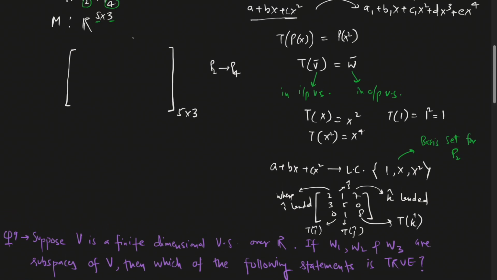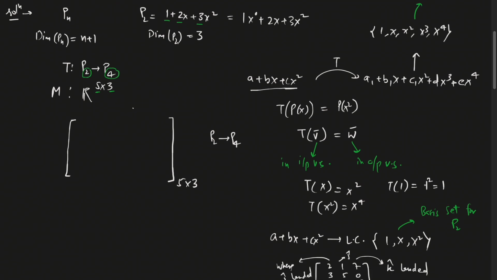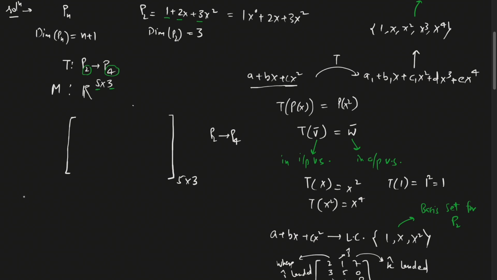So we need to check where 1, x and x square landed. We already checked that, right? T of 1 is 1, T of x is x square, T of x square is x4, right? So we can say basically that T of 1, which is 1, can be written as 1 plus 0 times x plus 0 times x square plus 0 times x cube plus 0 times x to the power 4, right? So this T of 1 is nothing but the vector 1 0 0 0 0. Okay, so you can simply say this column vector represents T of 1, this represents T of x, and this represents T of x square.